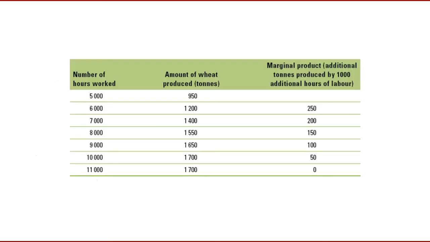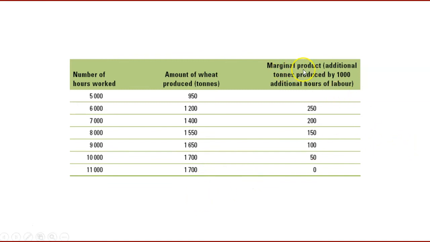If we look at this table here, we've got the number of hours worked, standing for labour, and we've got the amount of wheat produced in tonnes. So we can see as more hours are added, more wheat can be produced. All other things are remaining equal. So the amount of machinery utilised, for example, is remaining constant. The land is remaining constant.